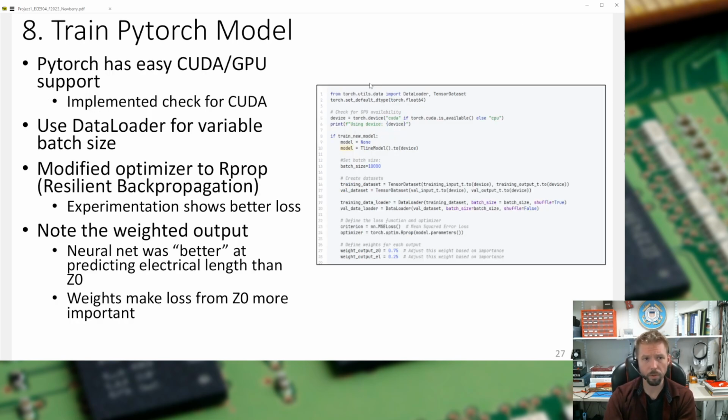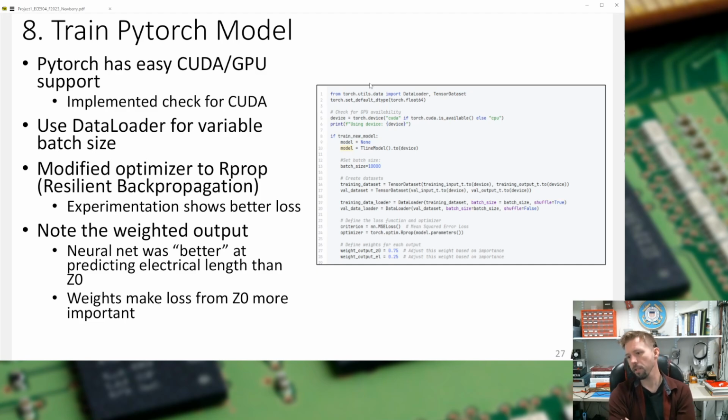And so I ran through and I trained that on PyTorch. Another benefit of PyTorch is that it has good GPU support, easier to implement than Keras in my experience. I configured a PyTorch data loader so that I could adjust the batch size. I did modify the optimizer to be a resilient backpropagation algorithm. Experimentation with that showed a little bit better loss. And then another really important thing here, the very last 2 lines on this slide, I weighted the output.